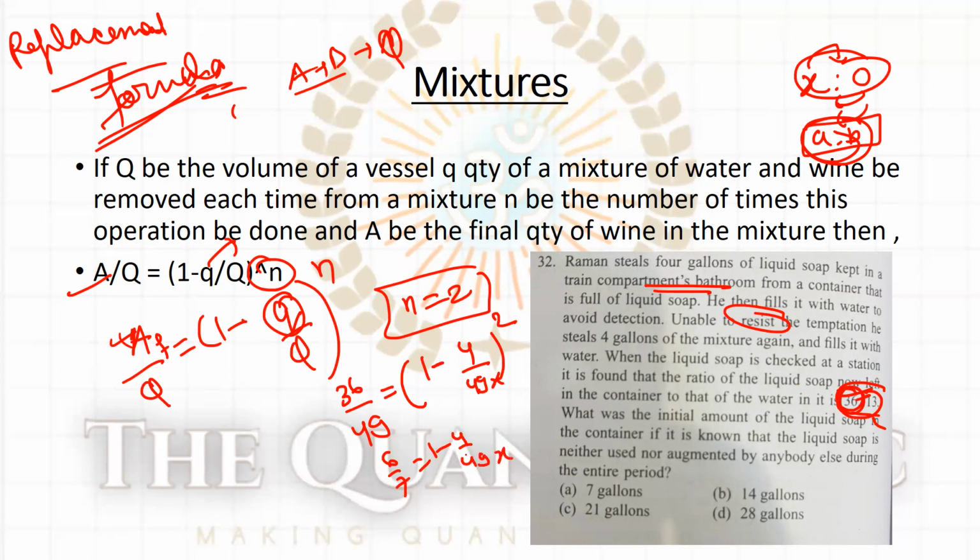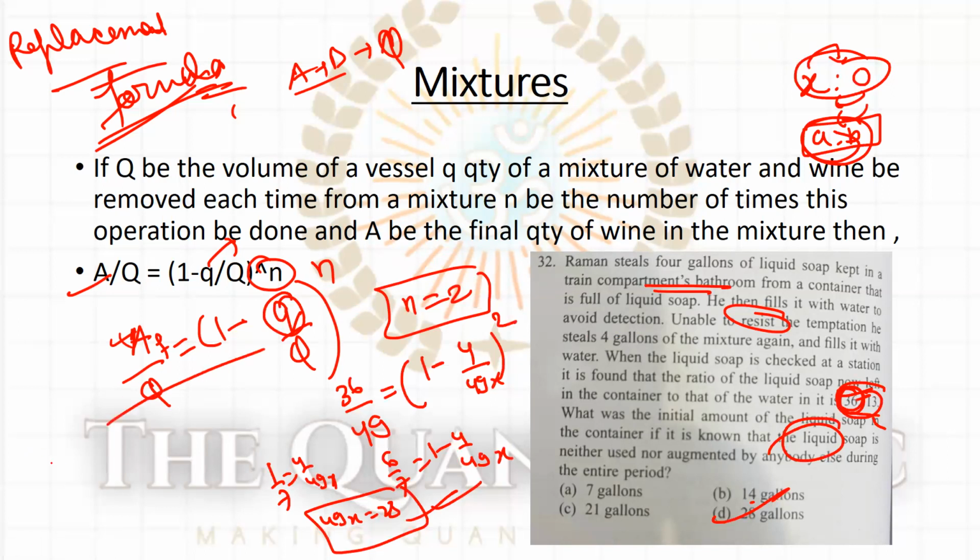Okay. So this will be 1 by 7 equal to 4 by 49X. So 49X equals 28 gallons. So 28 gallons is the answer, because the question is asking how much liquid soap was initially present. So that is 28. So this was it.